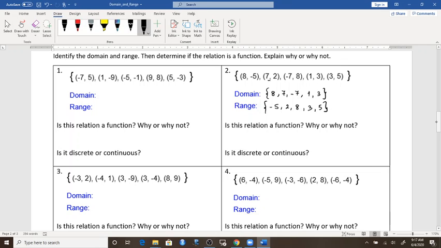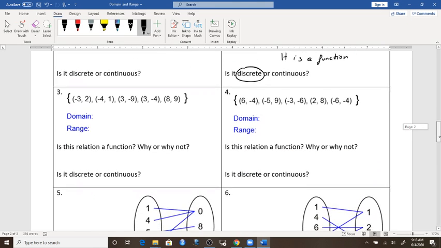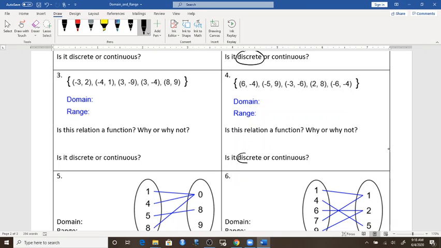Well, let's take a look. We only have one 8, so this input goes into exactly one output, which is -5. 7 goes only to 2, -7 only to 8, 1 only to 3, 3 only to 5. So yes, it is a function. Is it continuous or discrete? Well, it's a bunch of dots, right? If you represent it on a graph, you get dots, so it's going to be discrete. For the same reason, number 4 is going to be discrete.